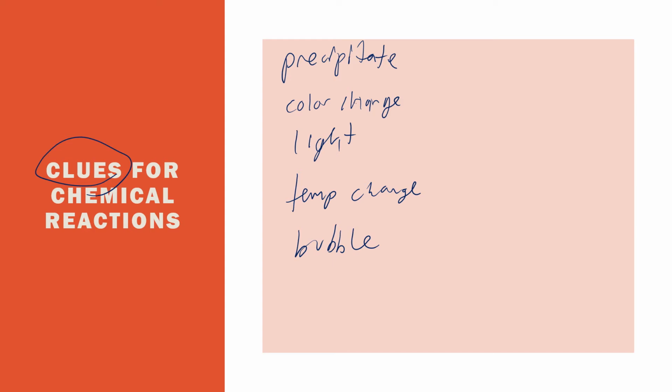Now, again, let's call these clues because, for example, if you just add a dye to another substance, that's not necessarily a chemical reaction. That's just the dye changing the color. Another example would be bubbling. If you put water on the stove and start to boil it, it bubbles. But that's not a chemical reaction, that's a physical change. So like I said, these are just clues. They're good indicators, but they're not perfect.